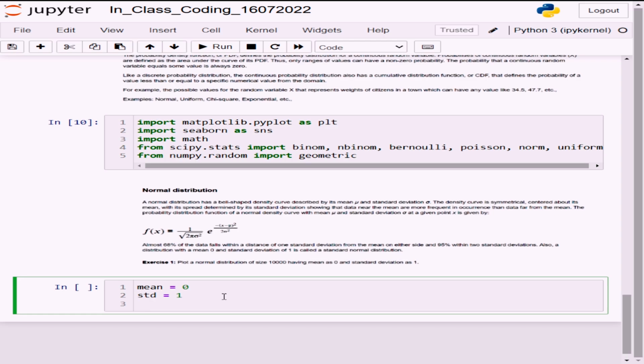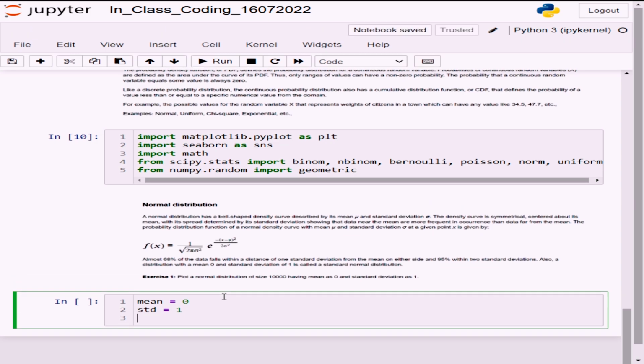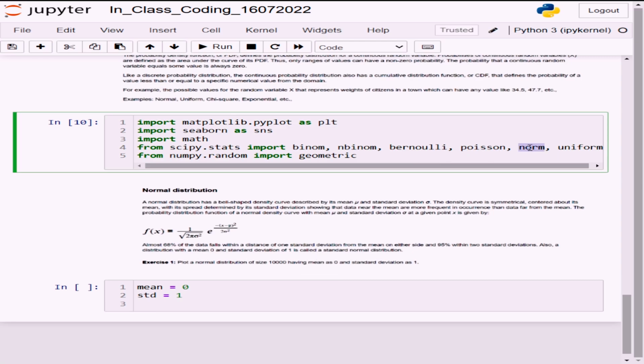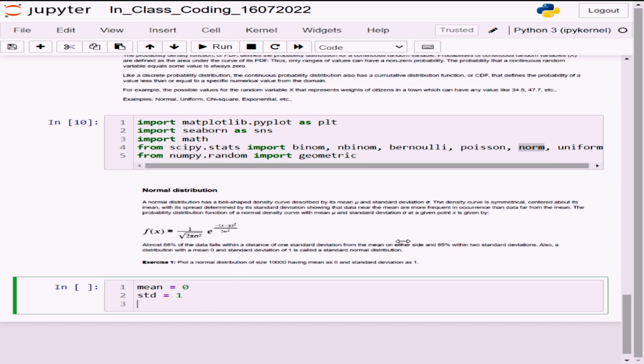We should create the 10,000 samples. Random samples can be directly created by using this function. We have already imported norm. Inside norm, random generation is possible by using rvs. There is a function called rvs which generates the required number of data points under the norm category. I'm directly calling that here. I'll call the variable data normal, so data normal is equal to norm dot rvs.